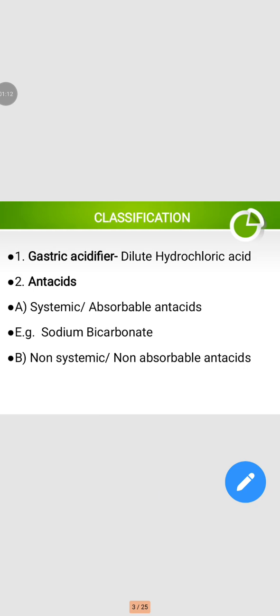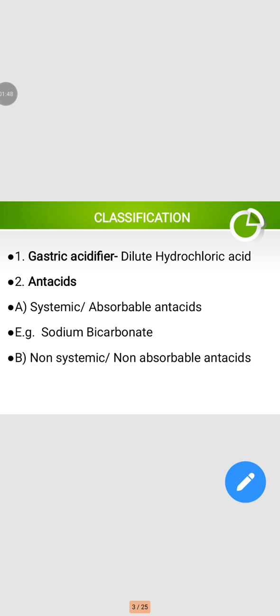Then, classification of gastrointestinal agents. First type is gastric acidifiers. Example is dilute hydrochloric acid. Then the second one is antacids. They are further classified into two types. First one is systemic or absorbable antacid. The example of systemic antacid is sodium bicarbonate. Then the second type is non-systemic or non-absorbable antacid.